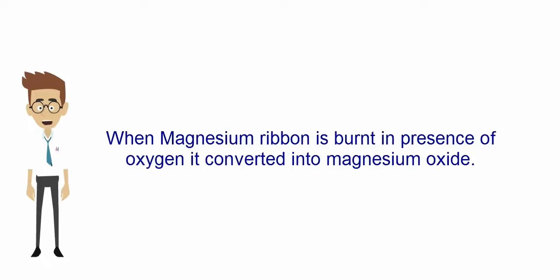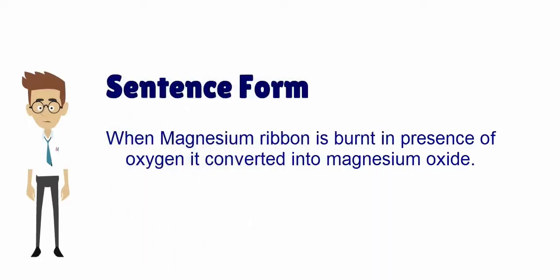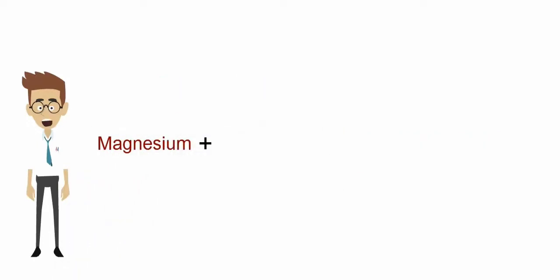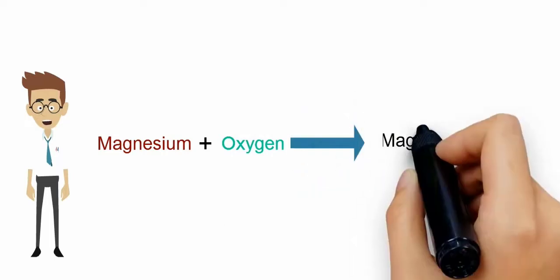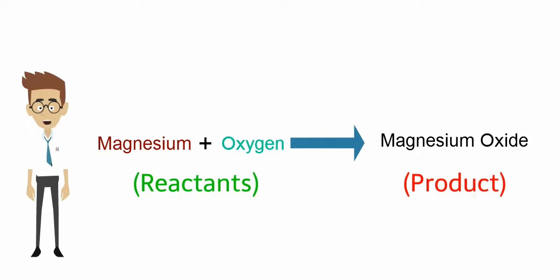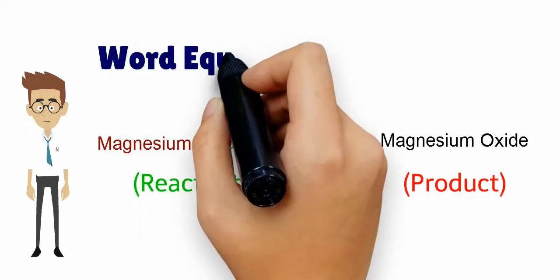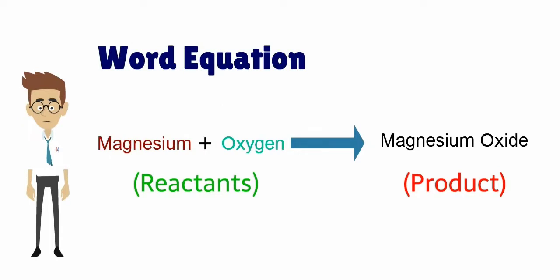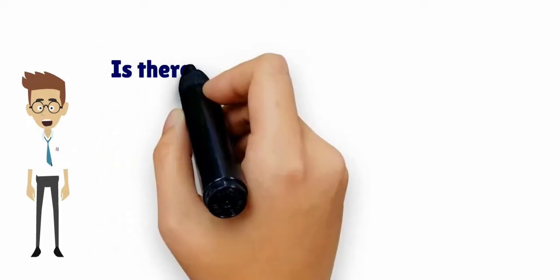If we write this process as: when magnesium ribbon is burnt in the presence of oxygen, it is converted into magnesium oxide. This is the sentence form of the process. But if we want to make it short, we can write in words: magnesium plus oxygen gives magnesium oxide, where magnesium and oxygen are reactants, and magnesium oxide is the product. The arrow shows the direction of the word equation.